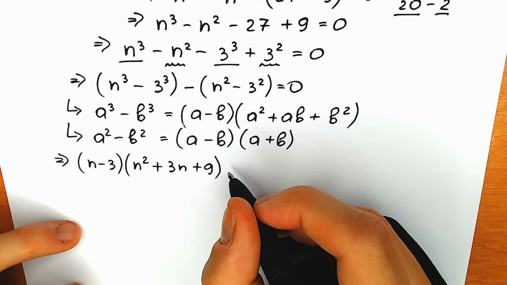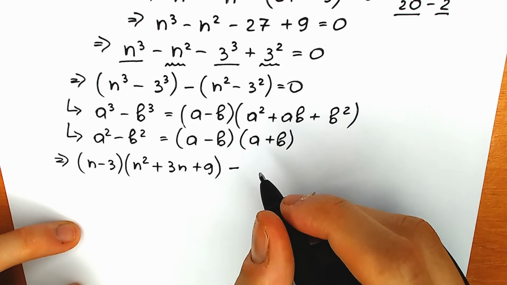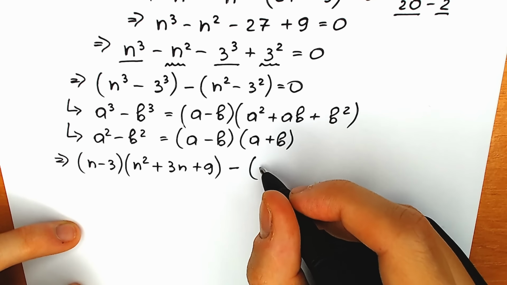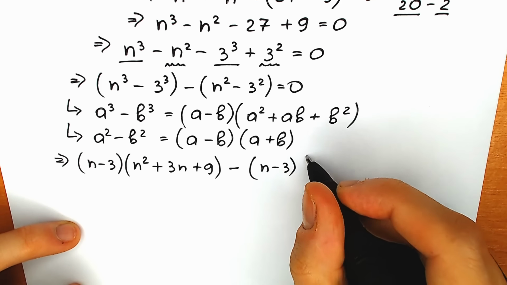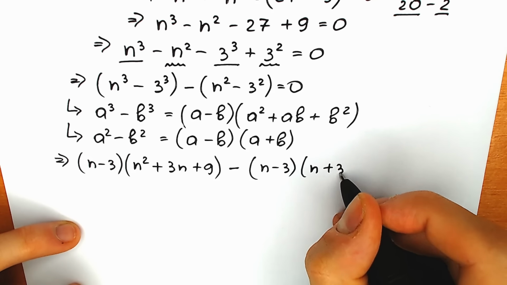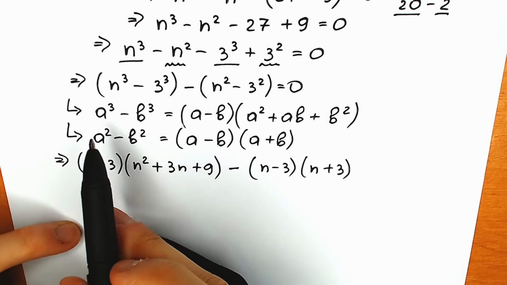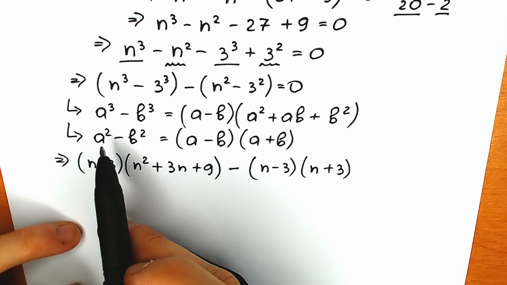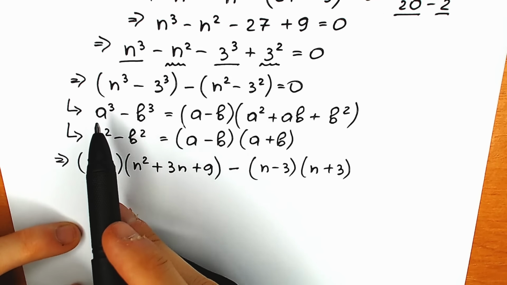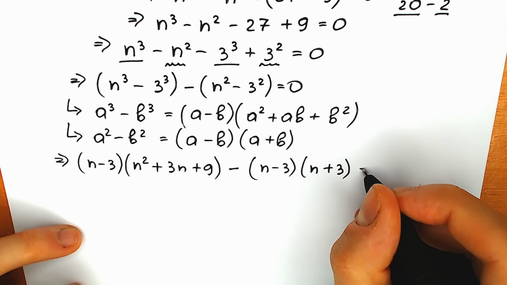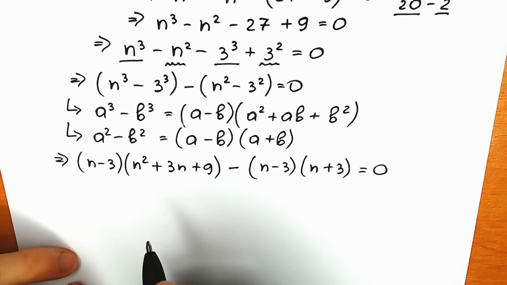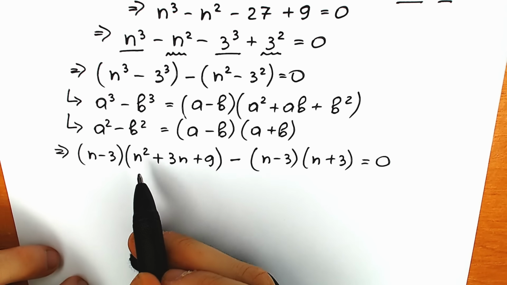And the next thing, minus, and this one, difference of squares, so n minus 3, n plus 3. So I really hope you understand it. If you have problems with it, I just recommend you to practice these two formulas. You don't need to learn this question, but practice these two formulas. Equal to 0. Okay, we have this expression.